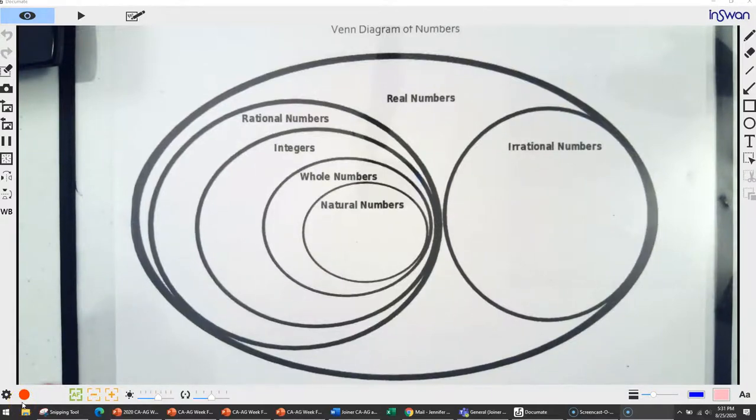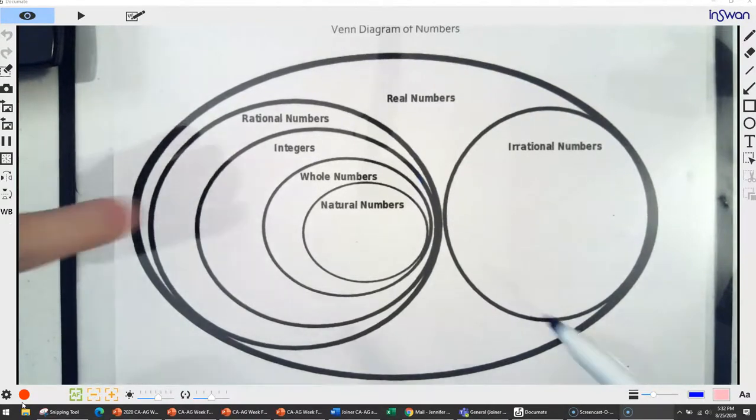Okay, we're going to talk about the different types of numbers that we have. This is called a Venn diagram of numbers. It's a little different perhaps than a Venn diagram that you've seen before, because normally a Venn diagram has two overlapping circles. This is called a nested Venn diagram.